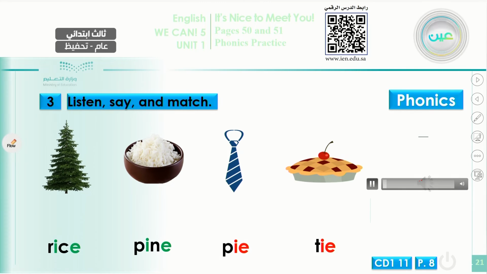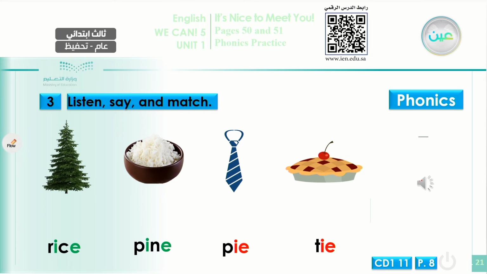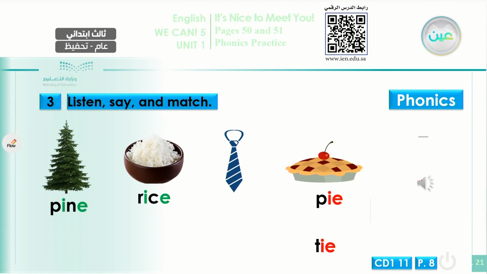Exercise 3. Listen, say, and match. Listen to words with I and clever E, and words with IE. They make the same sound. I. Let's practice. Number 1. Rice, rice. Number 2. Pine, pine. Number 3. Pie, pie. Number 4. Tie, tie.